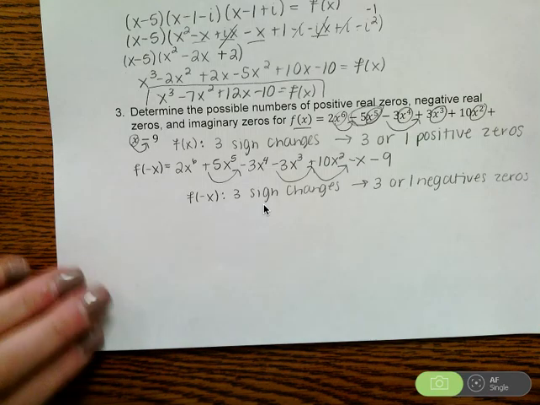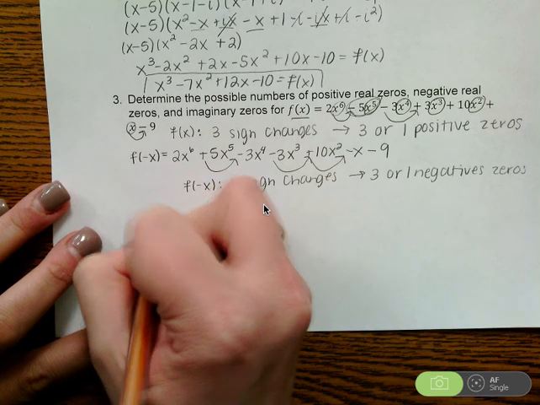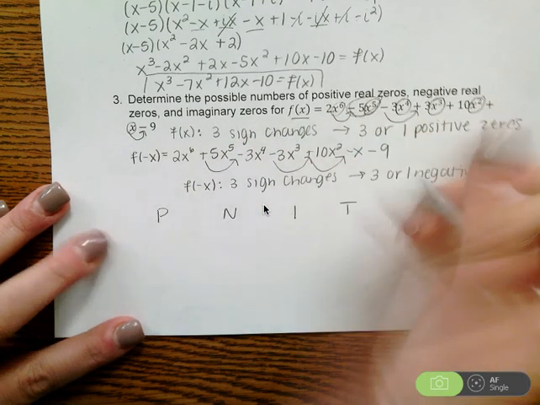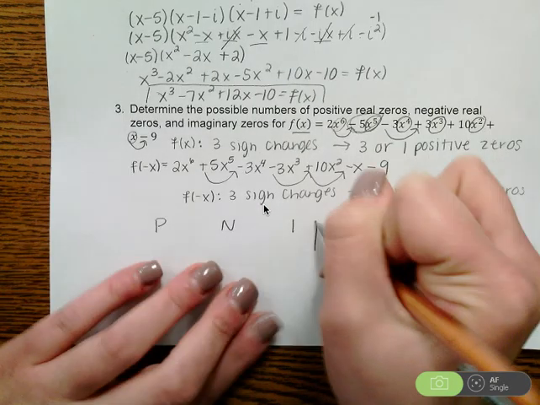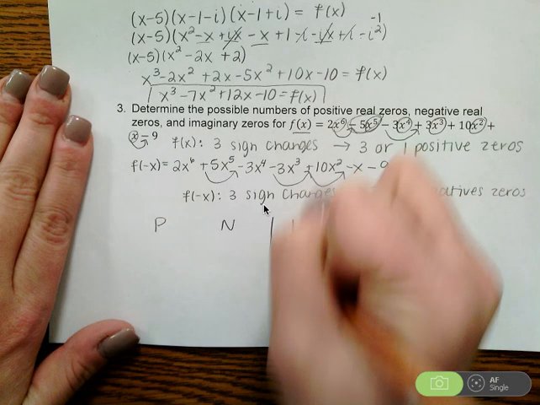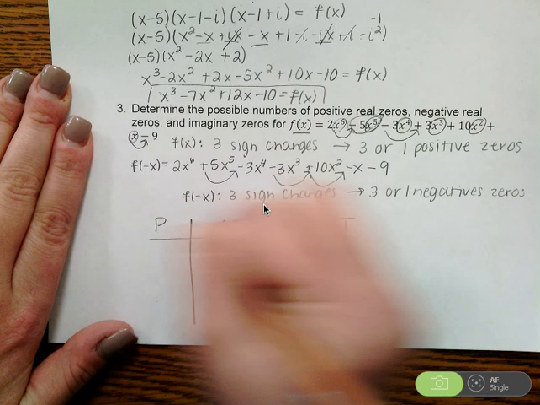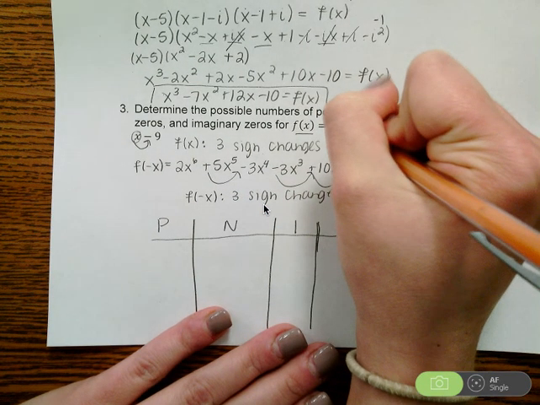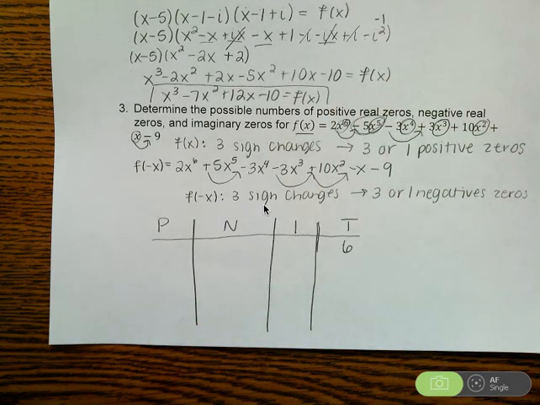Okay? So now we get to make this awesome table. You've got positive zeros, negative zeros, imaginary zeros, and the total amount of zeros. Now what you should know from the fundamental theorem of algebra is that the total number of zeros every single time is going to be 6 because you've got a 6 right there as your lead term. So that's something to know right off the bat. It doesn't matter how many positive, negative, or imaginary, you have 6 total.